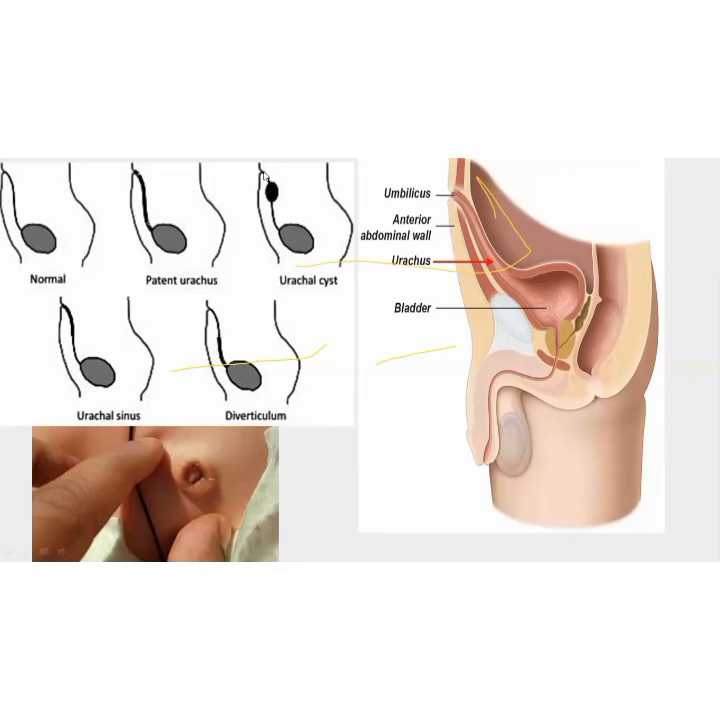Sometimes what happens is the proximal part and distal part both get closed. It is closed near the urinary bladder and closed near the umbilicus, but midway somewhere it is open; that is called urachal cyst. And urachal sinus is when the distal part, which is nearer the umbilicus, is patent. That is called urachal sinus. And urachal diverticulum is when the proximal part, from the apex of the urinary bladder up to midway, is open. That condition is called urachal diverticulum.